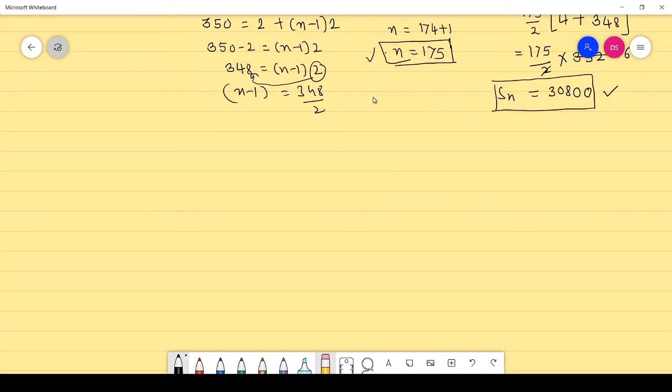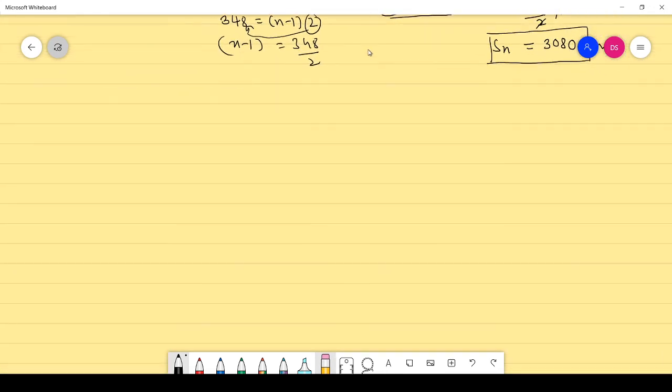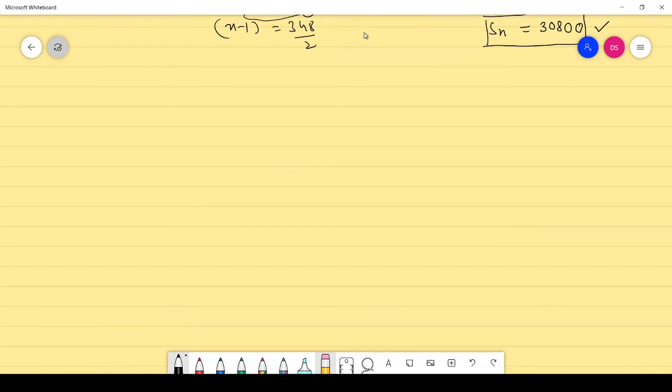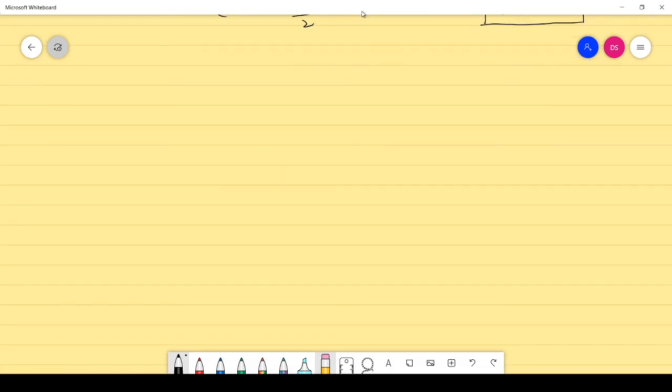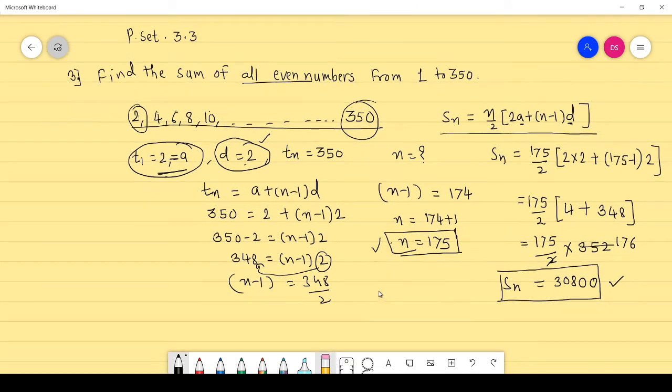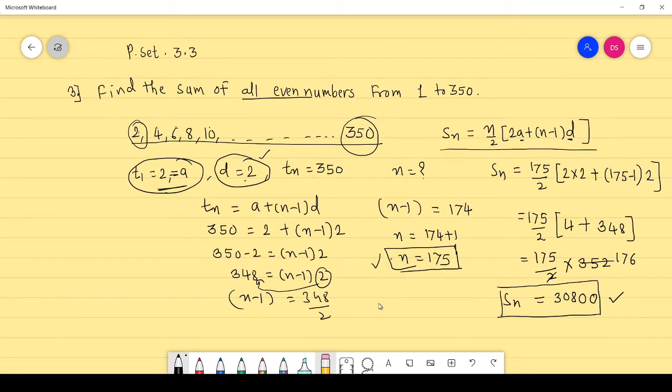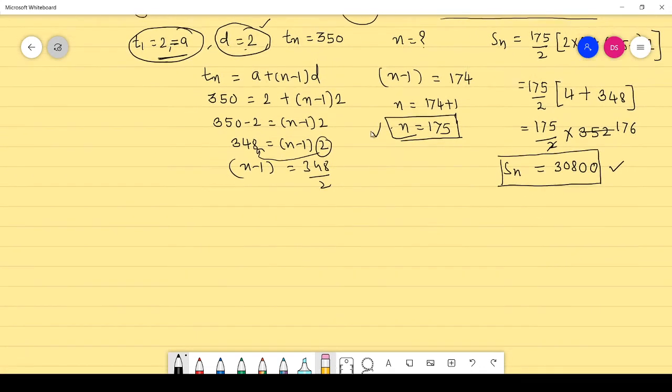Now let's move towards the next problem. If you want to take a screenshot, okay, let me see. You can pause the video over here and take a screenshot. Okay, now let me move towards the next problem, right?